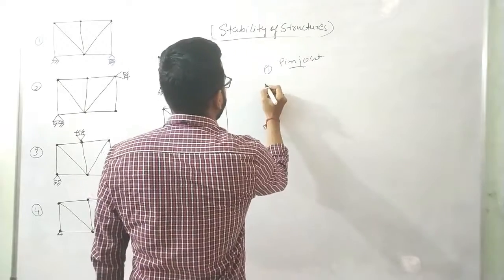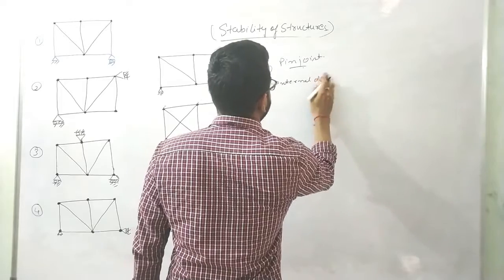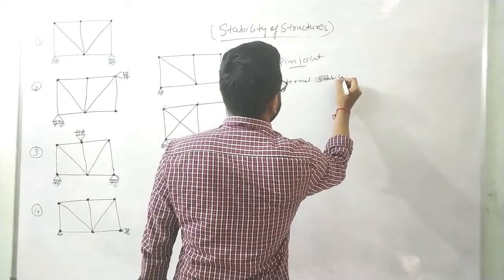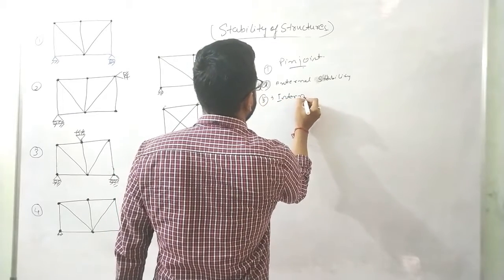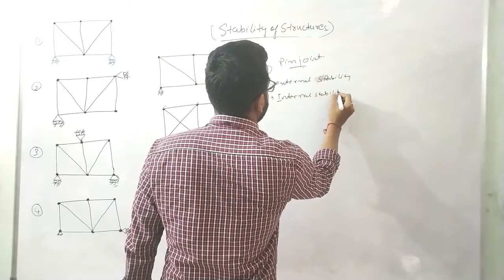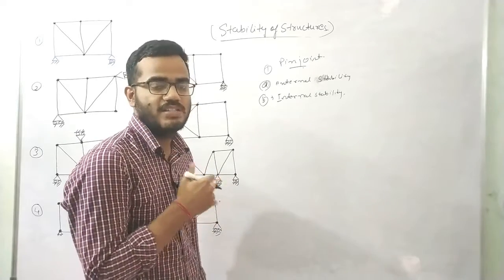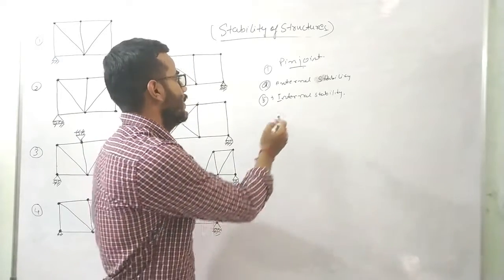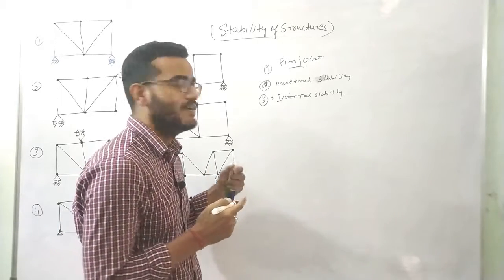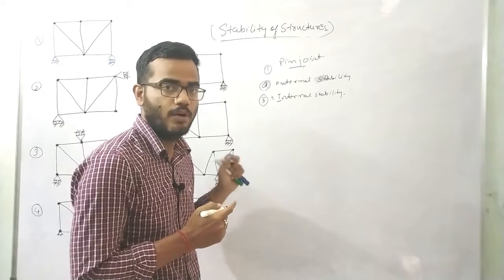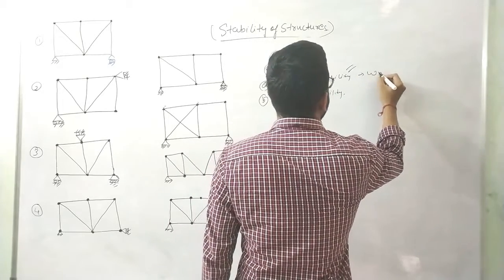Here we have (a) external determinacy, external stability, and (b) internal stability. External stability depends on how many reactions are available at the external supports. Internal stability includes how the members are joined, and whether sufficient members are provided or not. External stability we have discussed: we need a minimum of three reactions.